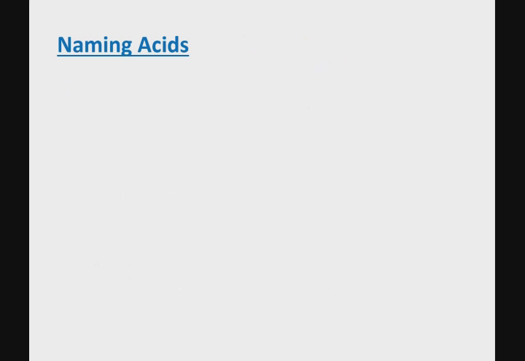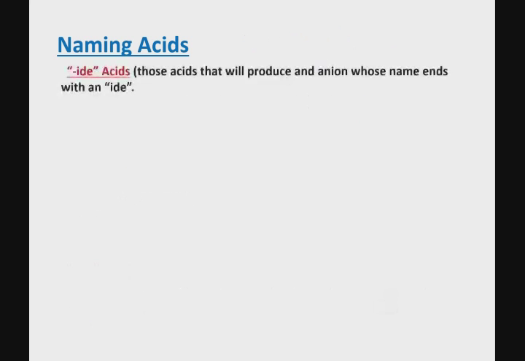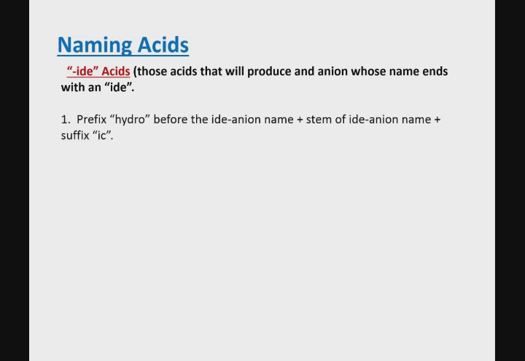Okay, so let's look at naming "-ide" acids. Those are the ones that, when they are ionizing in water, will produce protons and an anion whose name ends with an "-ide". The steps for naming these are: first, we attach a prefix hydro to the name of the anion. We take the stem of the name of the anion and replace the "-ide" with "-ic", and then attach a separate word, acid.